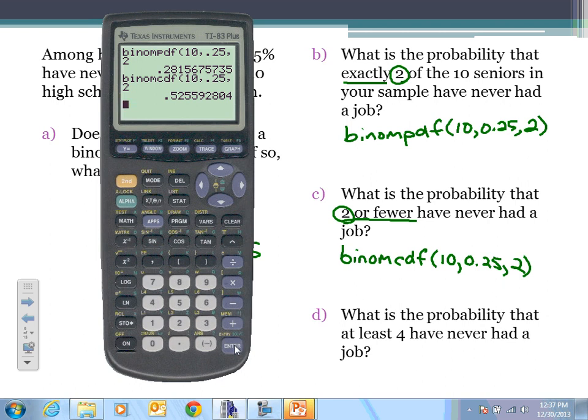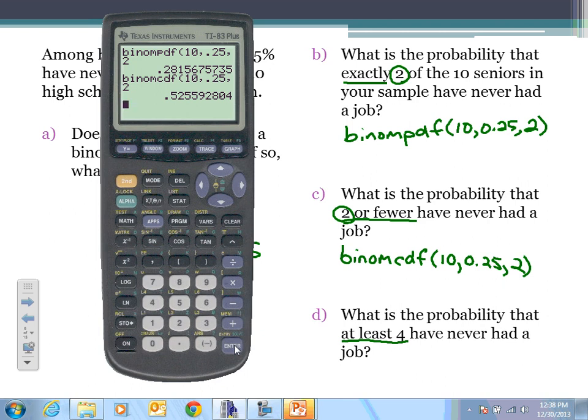What is the probability that at least 4 have never had a job? If I look at the phrase at least 4, that means it could be 4, 5, 6, 7, 8, 9, or 10. Now you might think, well, I'm going to use a CDF here, right? But remember, our CDF was set up for at most situations. This is asking at least. So how do we do that? Well, PDF's not going to work, all right? CDF's not going to work, all right?